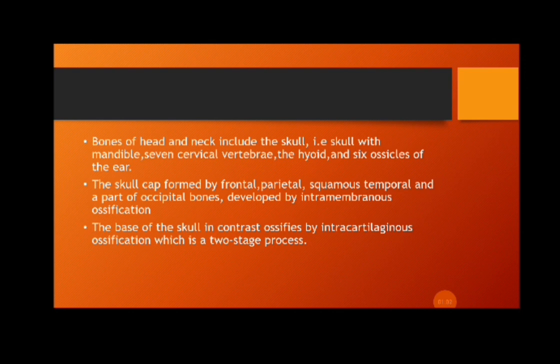The skull cap formed by frontal, parietal, squamous temporal, and a part of occipital bones is developed by intramembranous ossification. So skull cap, which is the upper part, is developed by intramembranous ossification, and base of the skull is ossified by intracartilaginous ossification, which is a two-stage process. So intramembranous is one-stage process and intracartilaginous is two-stage process, because first there will be a cartilage that is converted into bone by deposition of the bone, and then it is ossified. So base of the skull is intracartilaginous in ossification.